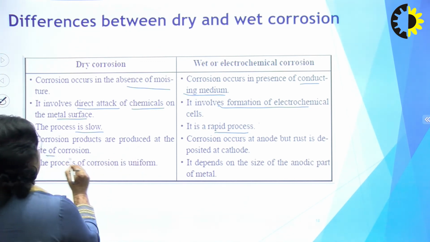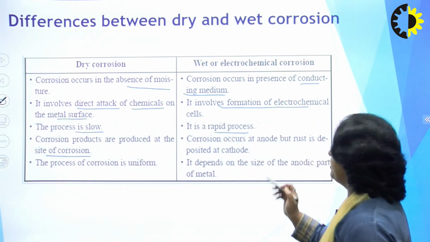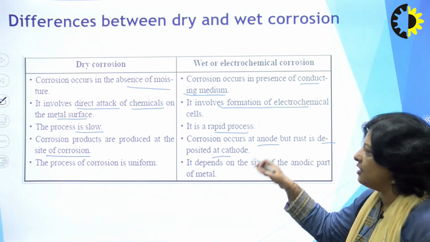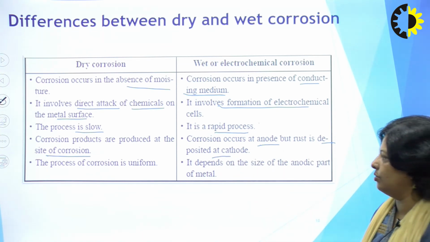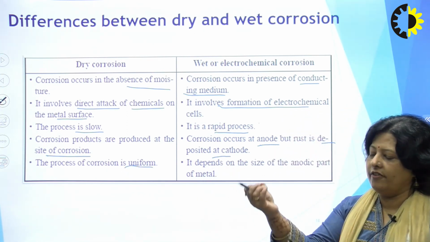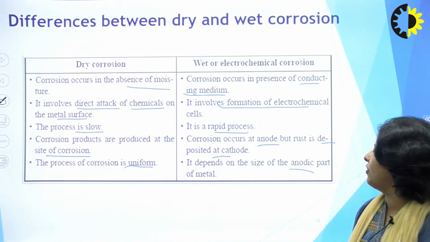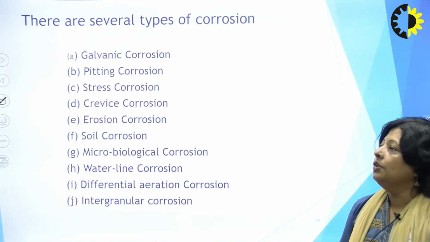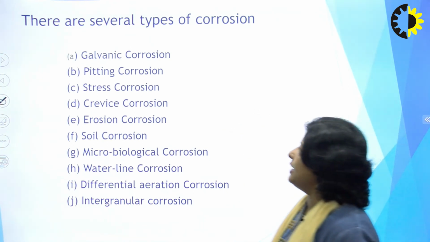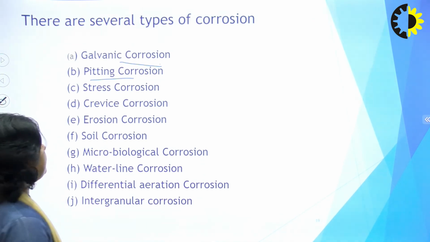In dry corrosion, the corrosion products are at the site of corrosion because there is no movement of the corrosion product, iron 2+. In wet corrosion, corrosion occurs at the anode and deposition occurs nearby the cathode, in between the anode and cathode also. And dry corrosion is uniform because the corrosion product is obtained at the same place where the corrosion occurred. So, depending on where the corrosion starts, it may be galvanic corrosion or pitting corrosion. When it starts from a pit, then it is pitting corrosion.